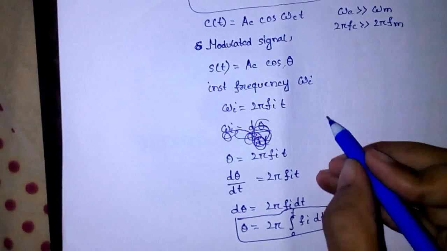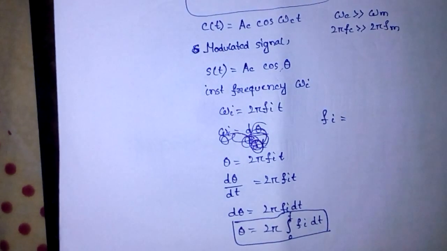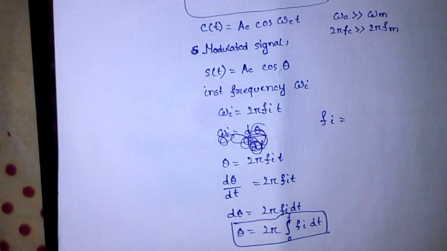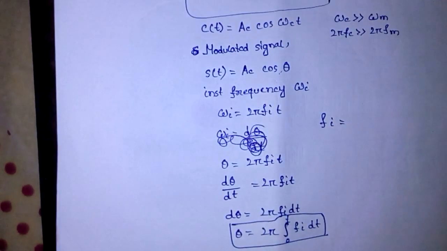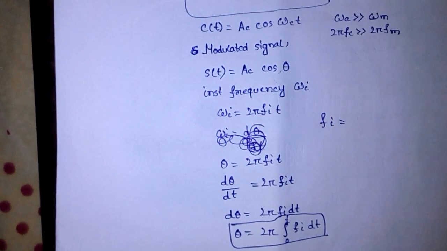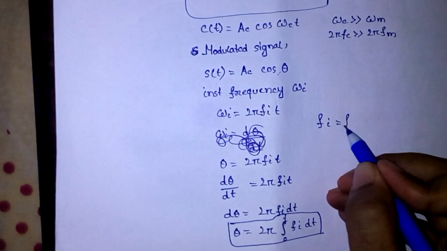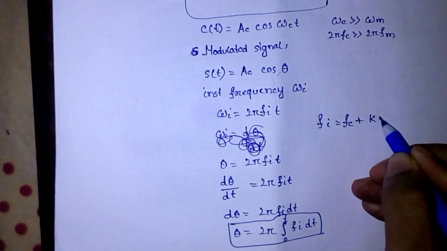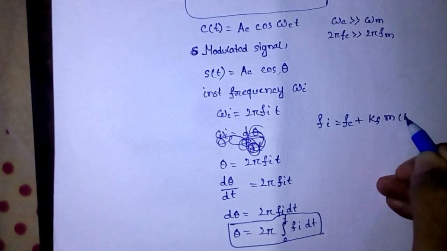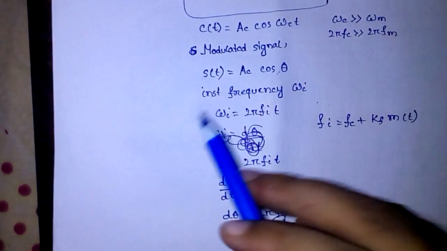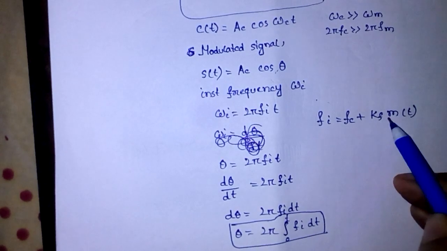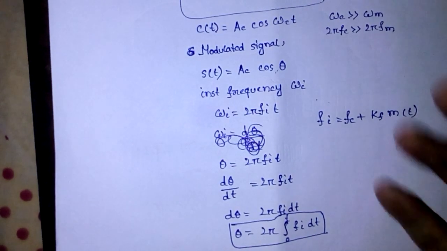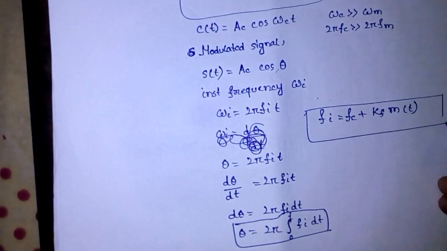In the case of amplitude modulation, the amplitude of the modulated signal was changing according to the message signal. So here something should be added to the frequency of the carrier. What is that thing? That thing is kf into m(t). So this is actually changing according to the message signal. Kf is the frequency sensitivity. We can take it as 1. So this is the equation.